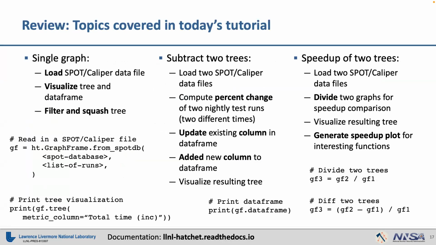So quickly to review various topics that we covered in the Hatchet part of the tutorial, we looked at how to load in a single data file from Spot and Caliper in particular, using the from spot db function in Hatchet. And looked at how we can visualize the tree and the data frame component and be able to filter and squash the tree, either using the node metrics on the data frame or using the query language to take into account the relationship between parent and children. Other examples that we walked through was subtracting 2 trees, calculating the speed up of 2 trees, how to add new columns to the data frame, which of course is a standard Python command, is not necessarily specific to Hatchet, but can be used to enable different Hatchet analyses.